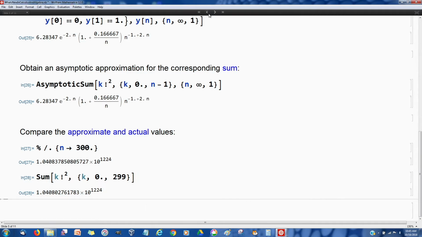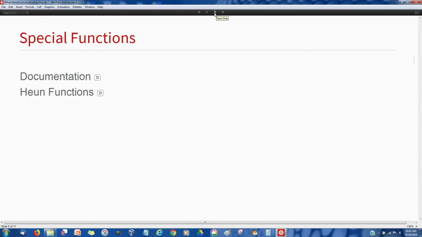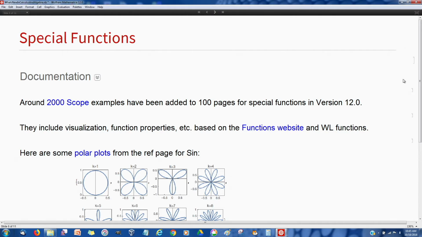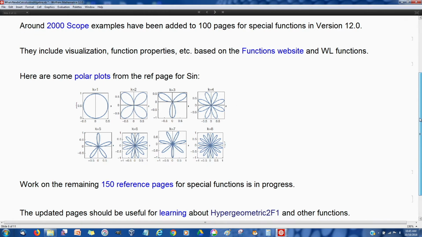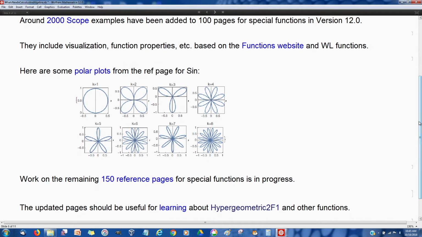Okay, so on to special functions. That's a heavy topic, but what happened is that we have documentation now which includes around 2000 scope examples for 100 functions in the system, and it's all borrowed from the functions website, etc. And now we can find polar plots and all kinds of stuff on the pages which couldn't be seen early on. They look quite beautiful. We've done 100 of them, 150 to go. We'll finish soon, within a month or two. So when version 12 ships, we'll have 250 brand new pages for special functions.